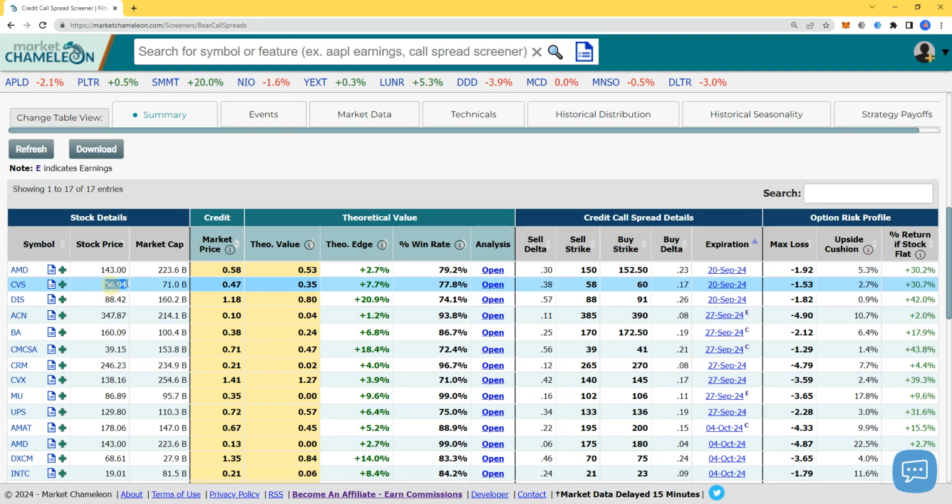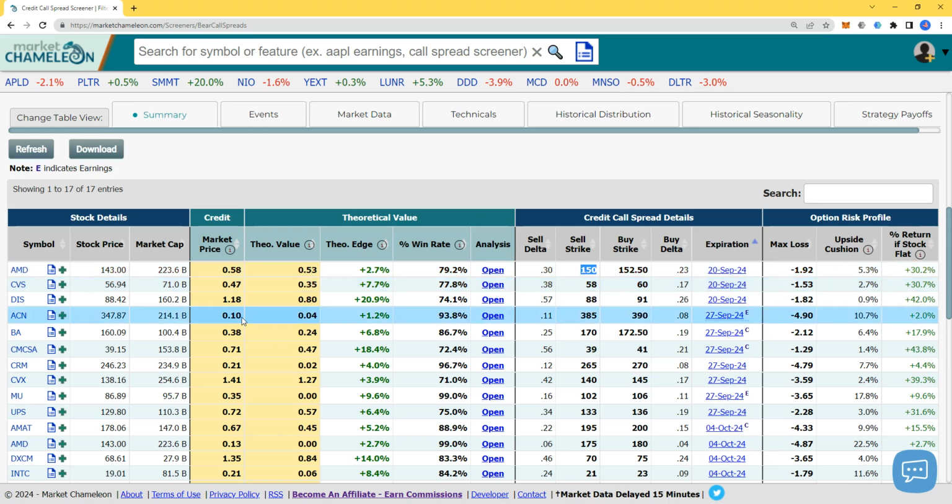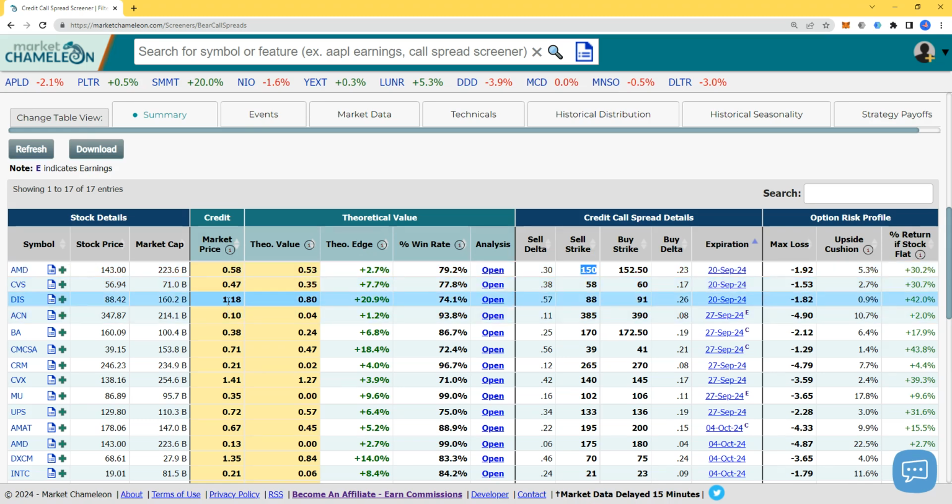Let's see, CVS 57, you sell the 58, you buy the 60. Again, up to you. I like the AMD a little better. Below 150 is a good number. I might consider this for myself tomorrow. We'll see after the inflation numbers.